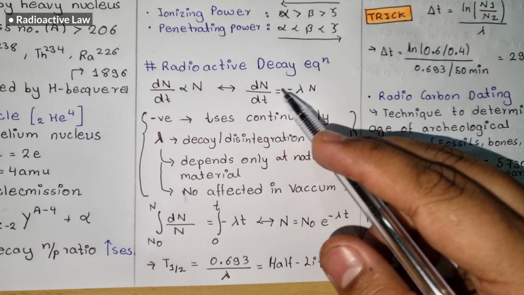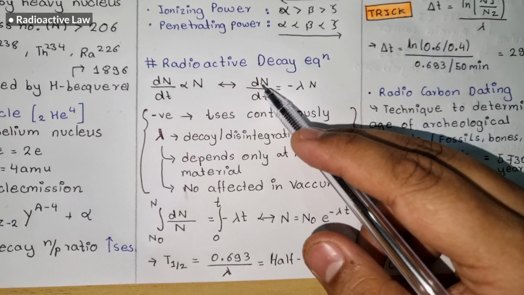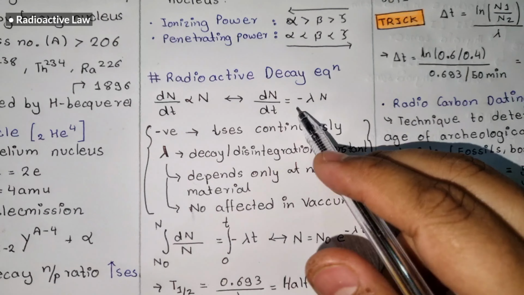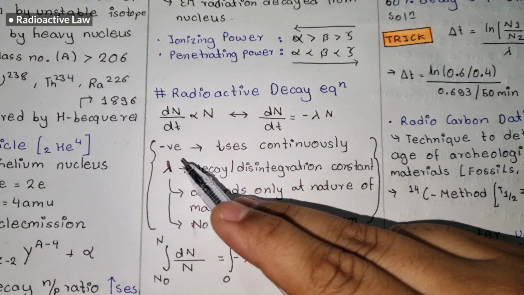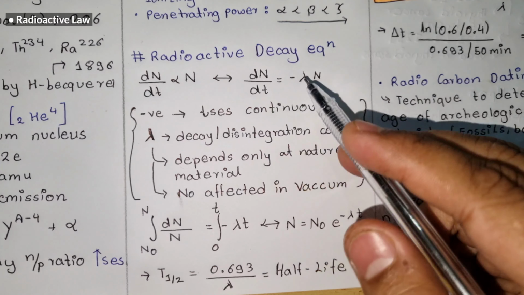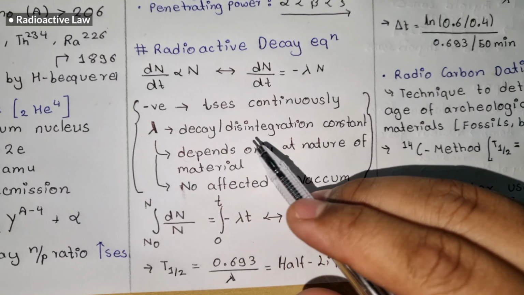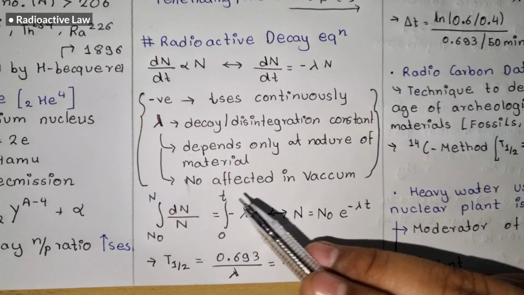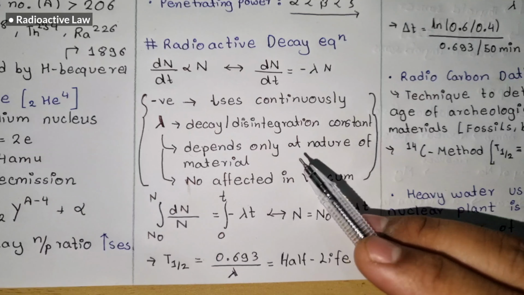After changing it into equation form, we get dN by dt equals negative of lambda times N. The negative sign shows that the number of atoms is decreasing constantly, and lambda is the decay or disintegration constant, which only depends upon the nature of the material and is not affected by vacuum.